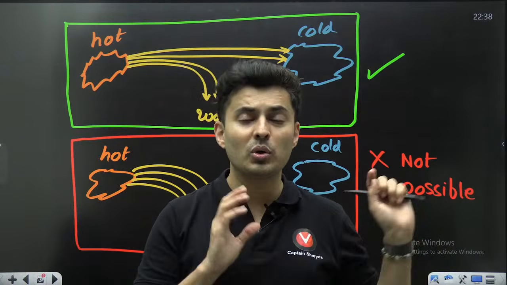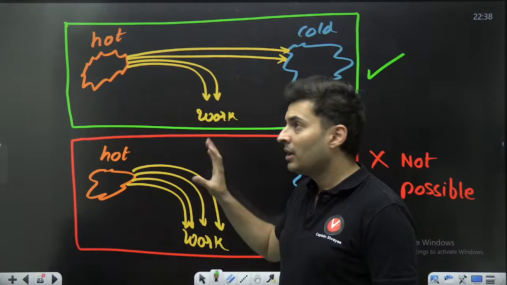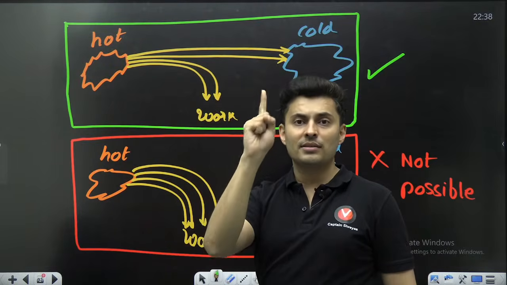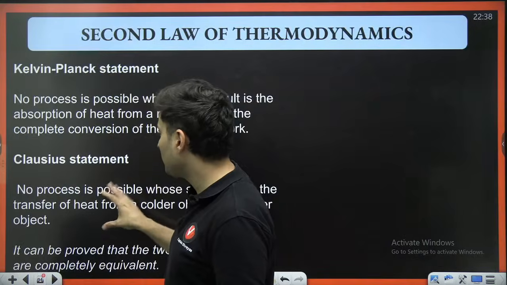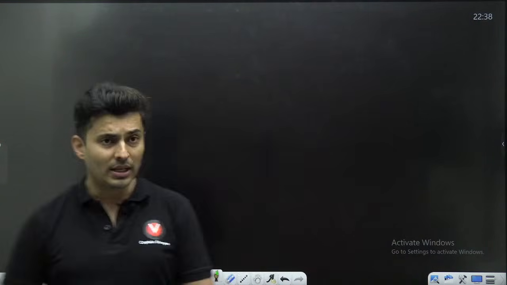It flows from hot to cold always, and when it is flowing, you cannot disturb and say that I will extract all the heat and convert it into work. That is wrong. Now, the second part of the statement is also very important. Not many people understand this. So let me tell you that also.